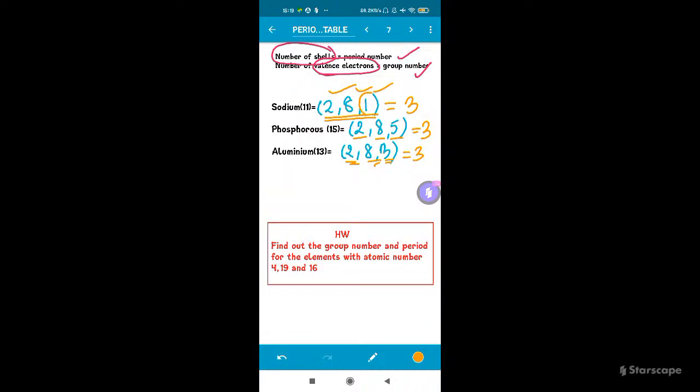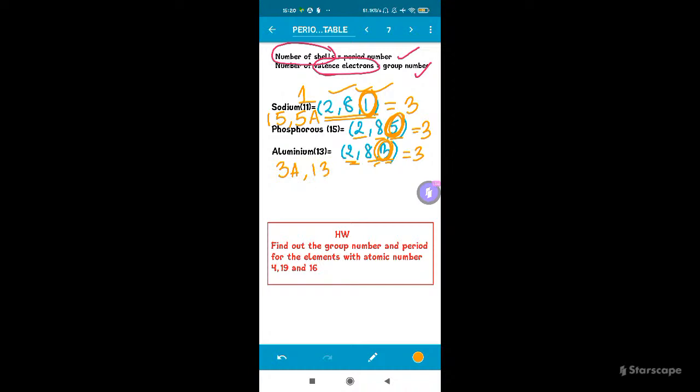Sodium's valence shell has only 1 electron, that means sodium belongs to group 1. Phosphorus has 5 electrons in its valence shell, so its group number is 5A or 15. We just studied that 15 and 5A is the same thing. And aluminium has 3 electrons in its valence shell, that means its group number is 3A or 13.